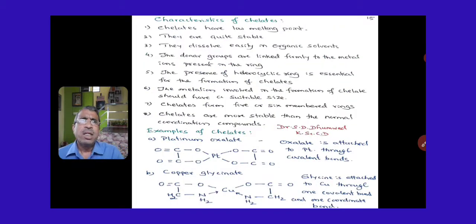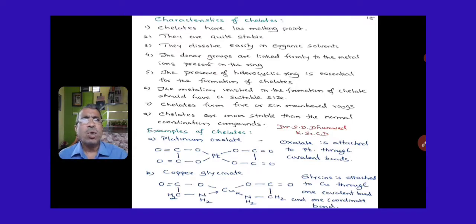Let us look at the characteristics of the chelates. The chelates have a low melting point. They are quite stable. These chelates are more stable than the normal coordination compounds. That's why people are interested in preparing chelates. They dissolve easily in organic solvents.